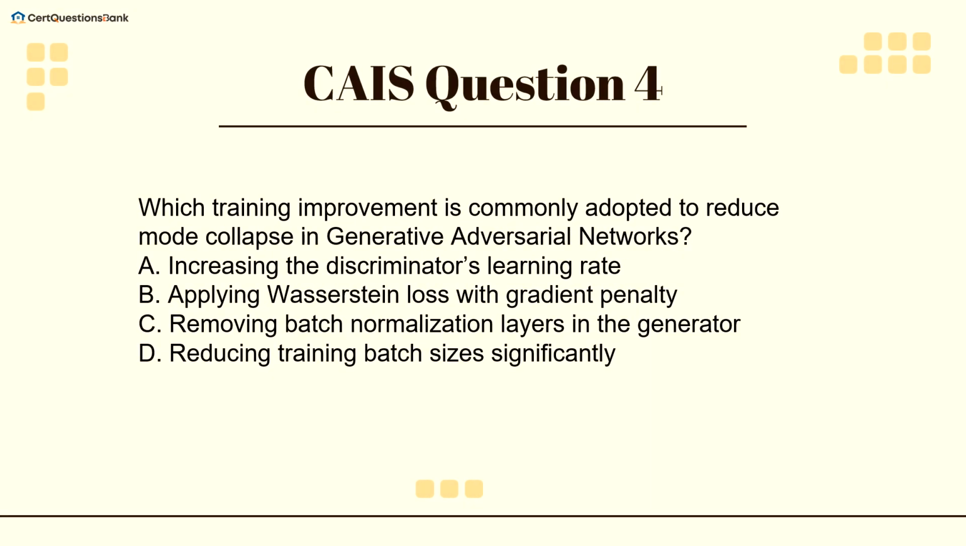Which training improvement is commonly adopted to reduce mode collapse in generative adversarial networks? A. Increasing the discriminator's learning rate. B. Applying Wasserstein loss with gradient penalty. C. Removing batch normalization layers in the generator. D. Reducing training batch sizes significantly.